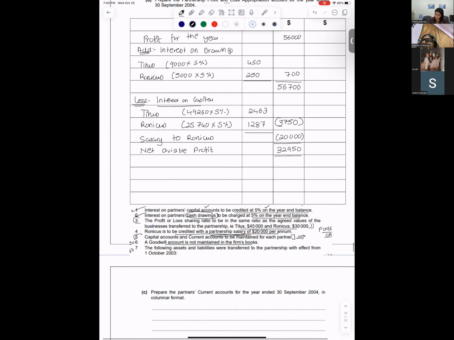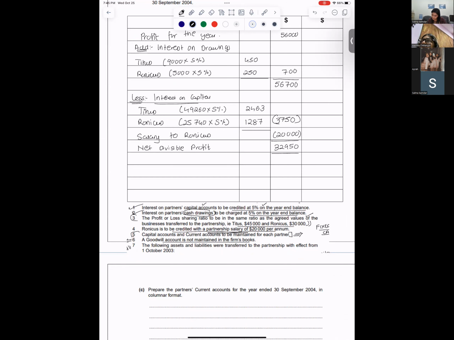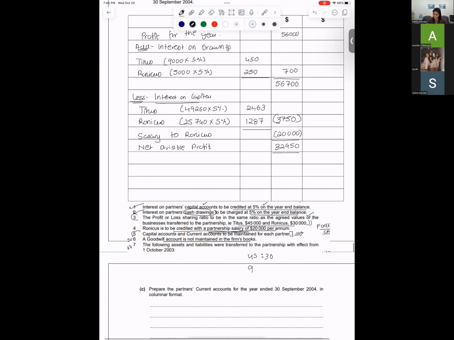Now this is going to be shared by the partners in the same ratio that they had agreed. So it is going to be shared in the ratio of 45:30. That means 3:5... 45 divided by 15 is 3, 30 divided by 15 is 2. That means the profit sharing ratio is 3:2. Are you with me?